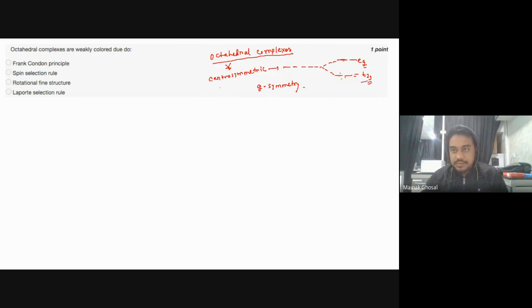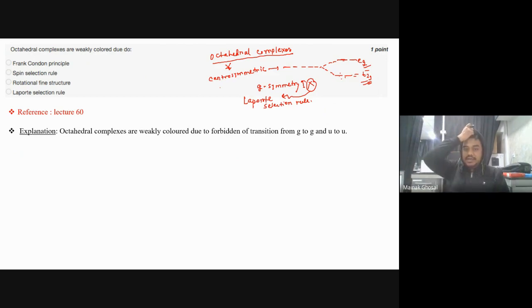But if this is T2g and this is Eg, this transition is not possible. Why not possible? Because of a selection rule that g to g transition and u to u transition is not possible, which is known as the Laporte selection rule. The Laporte selection rule states that transition from g to g and u to u is not possible. So a transition will be possible if the parity is changing. You can find in lecture number 60 that octahedral complexes are weakly colored due to the forbidden transition from g to g and u to u. Hence the answer is the Laporte selection rule.